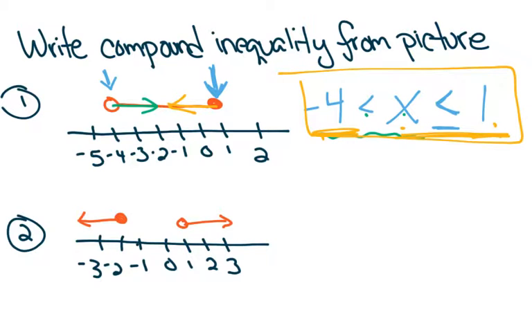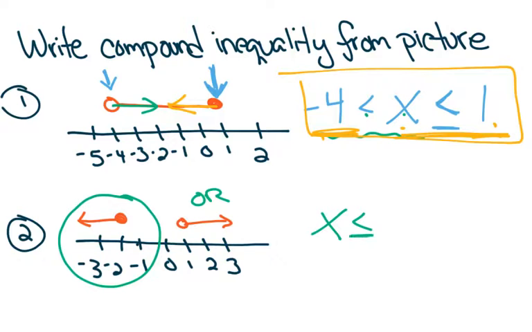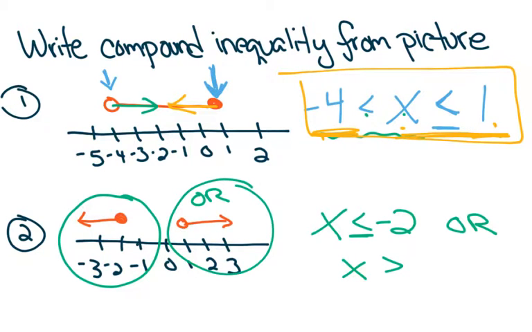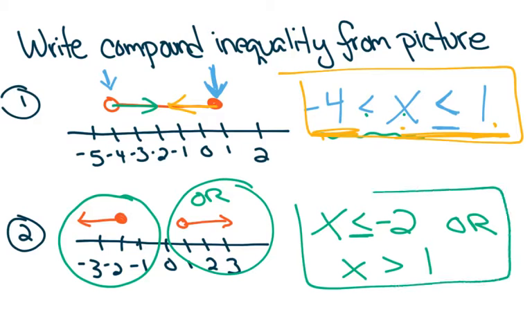All right, on our next one, if we look at this, since it's going in different directions, this is going to be our or statement. So I'm going to write these separately and then just put the word or in between. Looking at this part, x is less than or equal to, because it's closed, -2. x is less than or equal to -2. Or I'm going to have x is greater than, since we're going above on this part, 1. And we just write the word or in between.